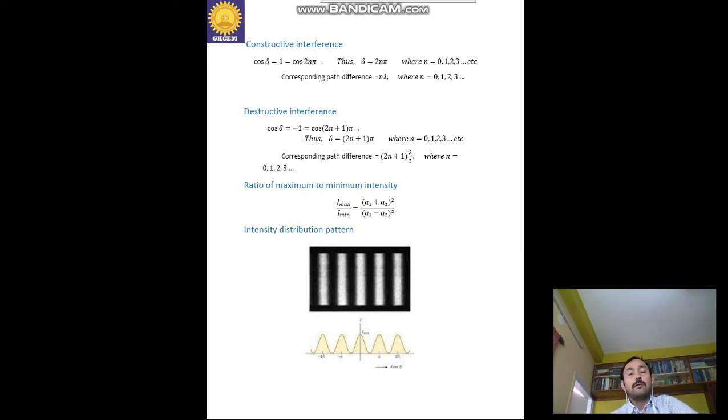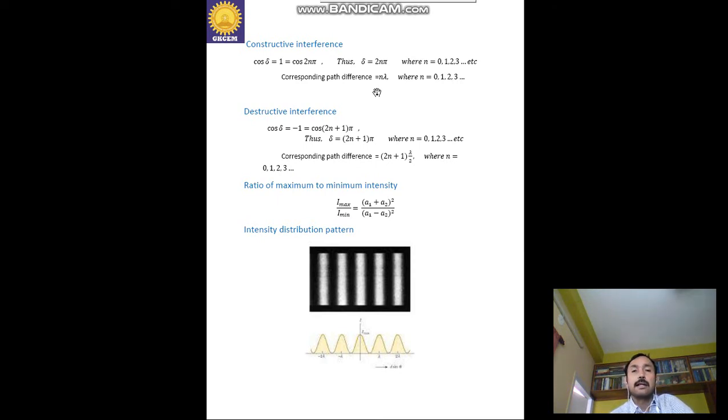Now come to the condition of constructive interference and destructive interference. Constructive interference means bright fringes and destructive interference means dark fringes. Now cos δ has a maximum value of 1, which we get for cos 2nπ. Thus δ = 2nπ, where n = 0, 1, 2, 3, etc., and its corresponding path difference is nλ. So constructive interference, or bright fringes, will occur when δ = 2nπ, where n is 0, 1, 2, 3, and the path difference is nλ.